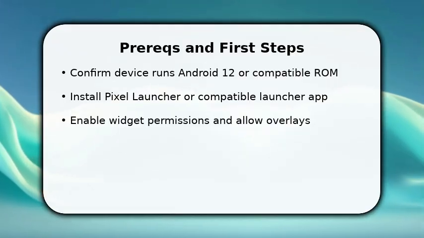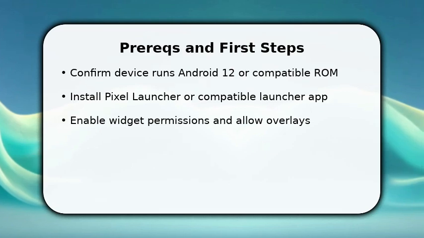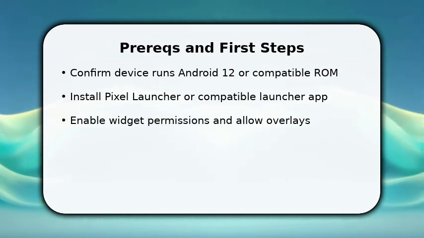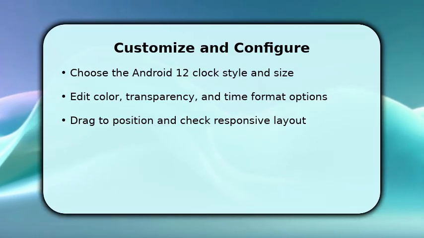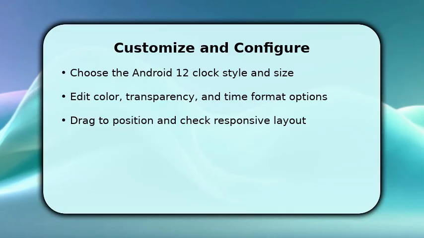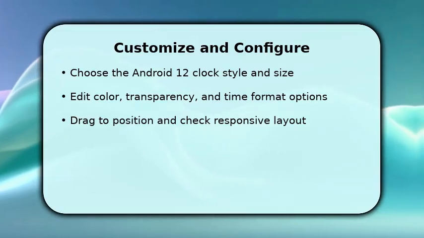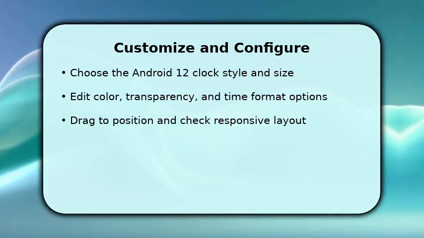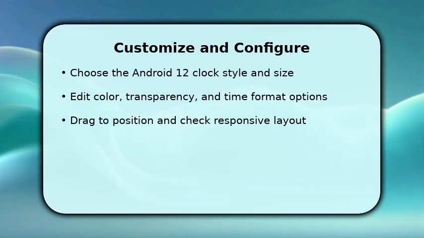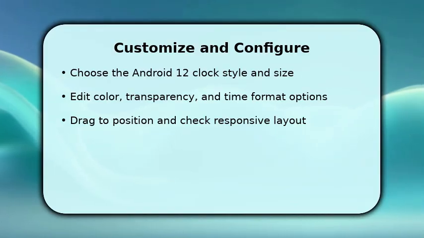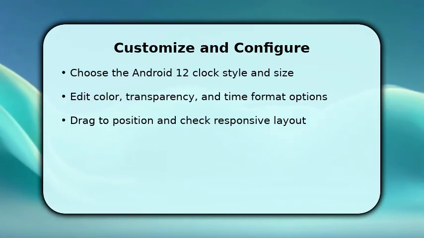Selecting it now begins the widget placement process and prepares you for customization. Now choose the Android 12 clock variant and size, small, medium, or large, because layout affects readability and available shortcuts. Tap the widget to open style options, change accent color, transparency, and 12/24-hour format, and adjust any shortcut links like alarm or clock app.